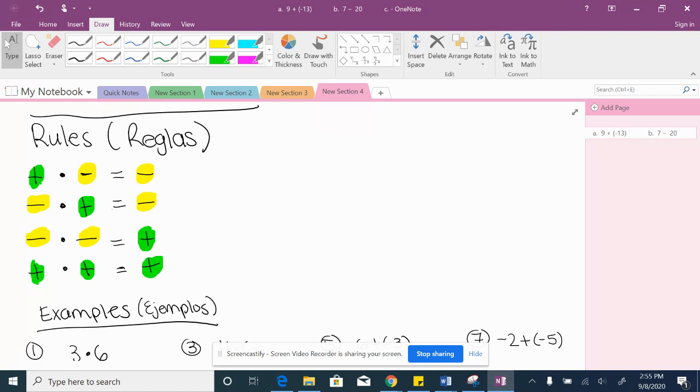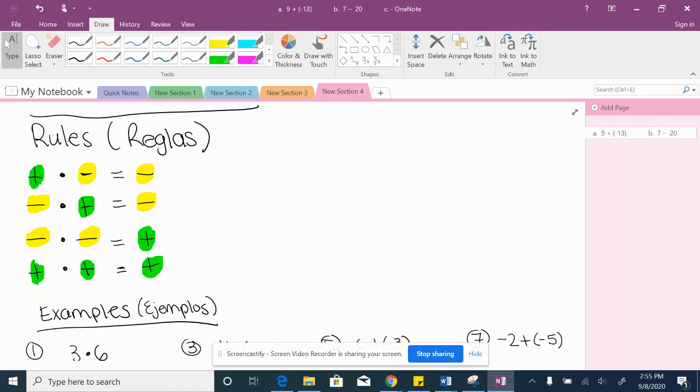Positive times negative equals negative. Positivo por negativo es igual a negativo. Negative times positive equals negative. Negativo por positivo es igual a negativo.